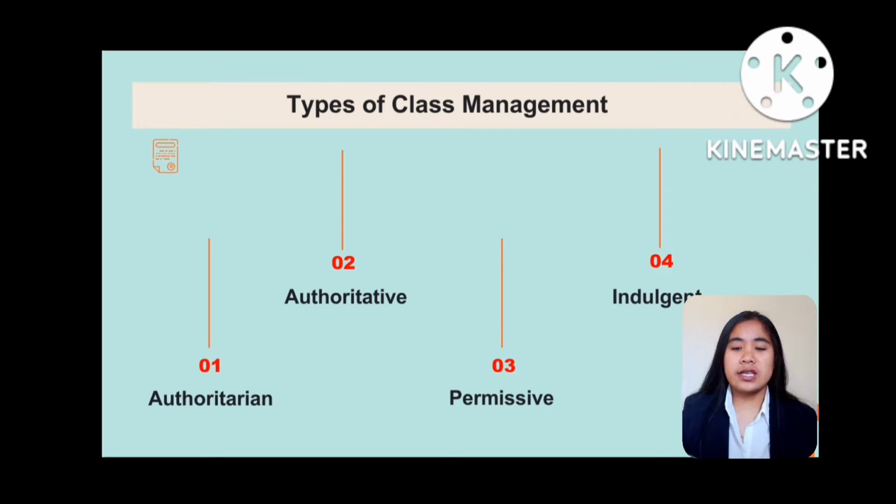Second is authoritative. The authoritative classroom management style is a balance of teacher control and student involvement. In this style of classroom, students are encouraged to participate and collaborate, but also to follow the rules. Structure exists but does not overtake student autonomy. The teacher follows student input and feedback on how they feel about their learning and ideas that can be incorporated to make it better.